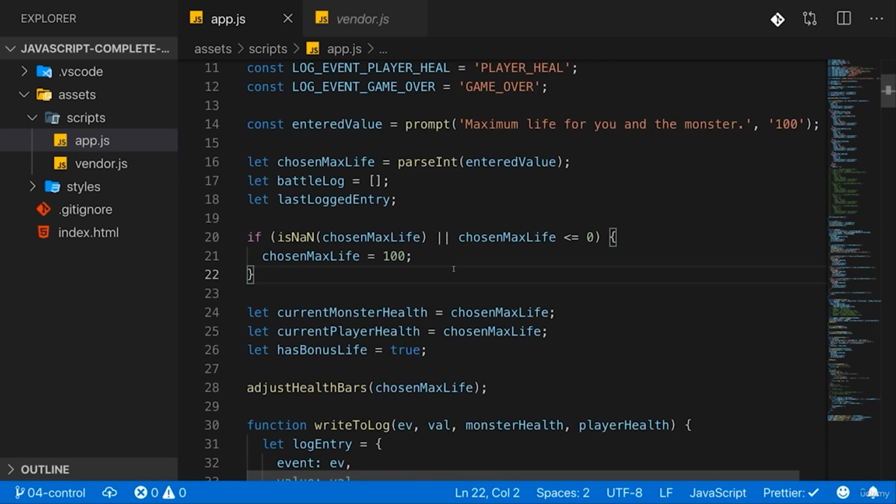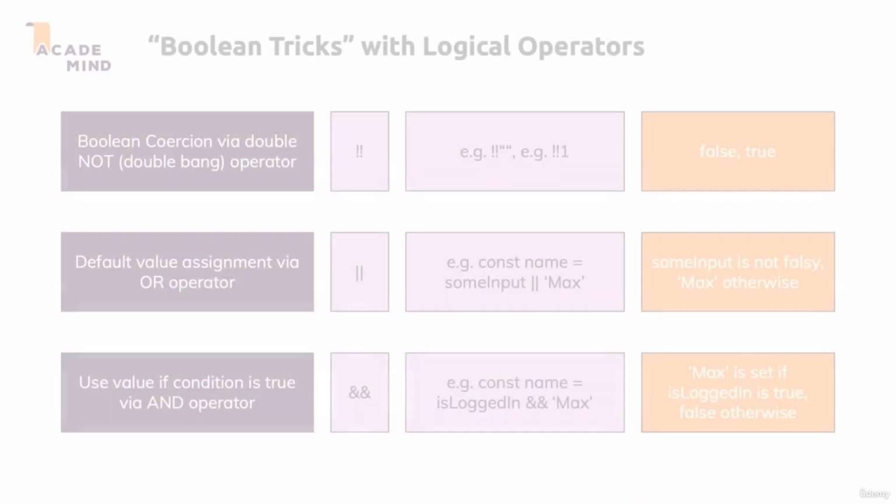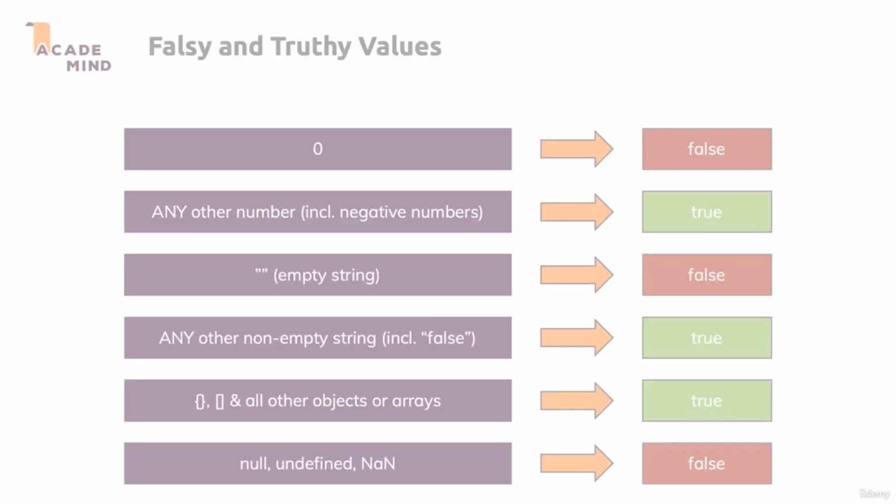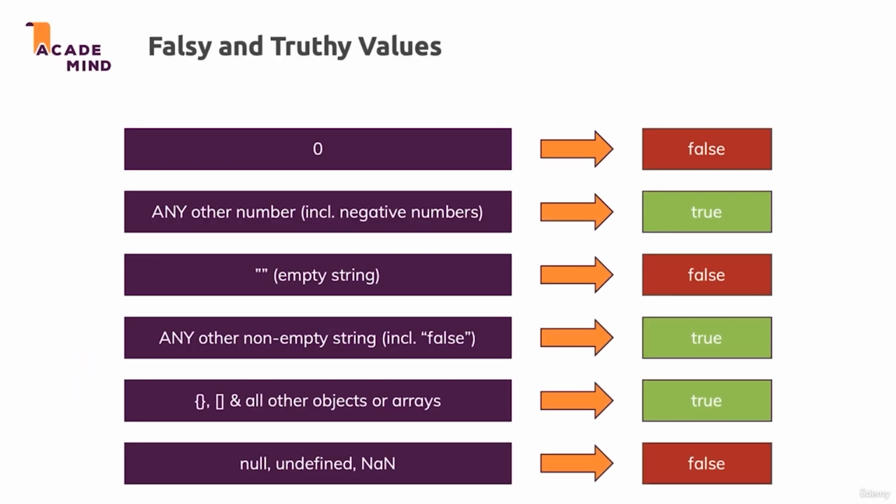You also learned about the special behaviors of and or, which you can use to assign default values or to assign certain values if some other condition is true. You learned about booleans, true and false, and also about falsy and truthy values, and that JavaScript, if no logical operator is given, tries to coerce a value that is not a boolean to a boolean value. And you learned about some of the rules, like 0 being treated as false, any other number, including negative numbers, being treated as true, and so on. That's also important, of course.